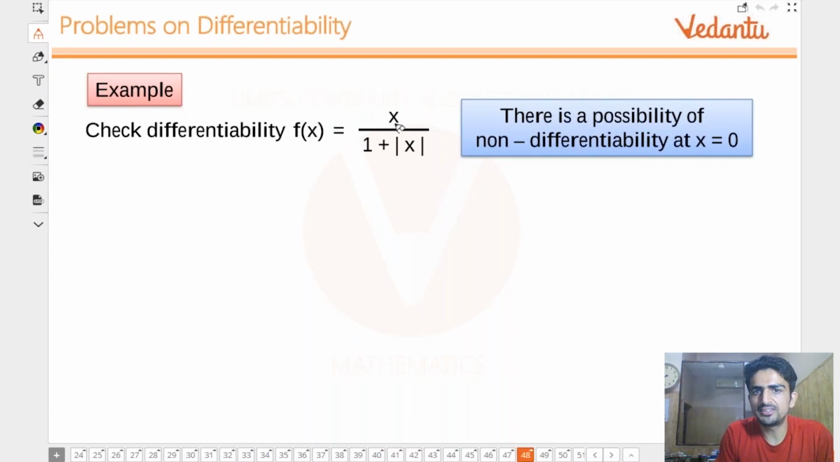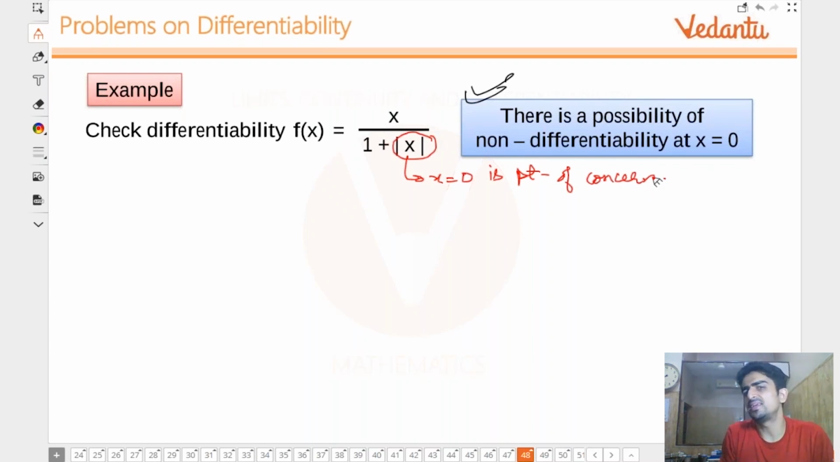Next is this, check differentiability of x upon 1 plus mod x. Guys, obviously by now you know that only 0 is my point of concern because mod x is there. So x equal to 0 is the point of concern for non-differentiability. Now it is an easy question. You just find RHD and LHD, and if they come out to be equal, it is differentiable. If they don't come out to be equal, it is non-differentiable.